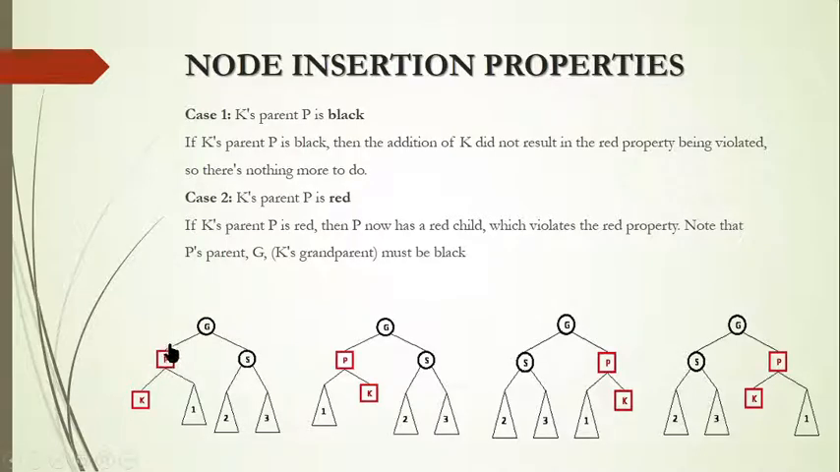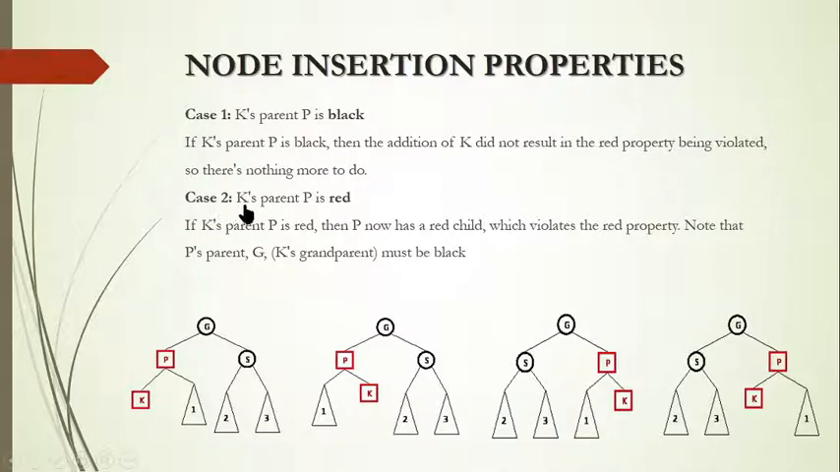If P is black. Here I'm just showing it in red color, but imagine that the parent is black. If K's parent P is black, then the addition of K did not result in the red property being violated. So there is nothing more to do. We need not do anything. If K is a new node that you're inserting, and the parent is black, you need not change anything in the tree structure. It remains as it is.